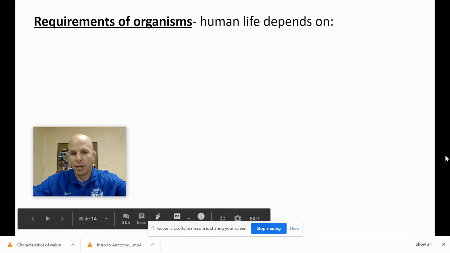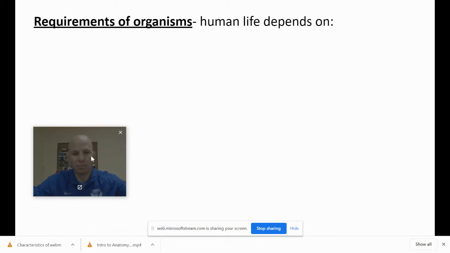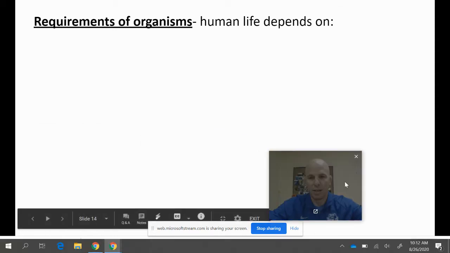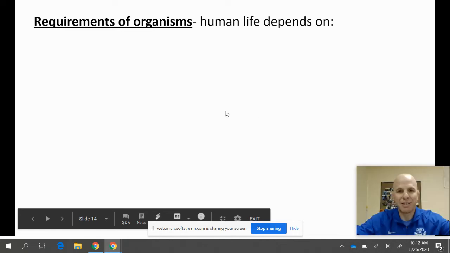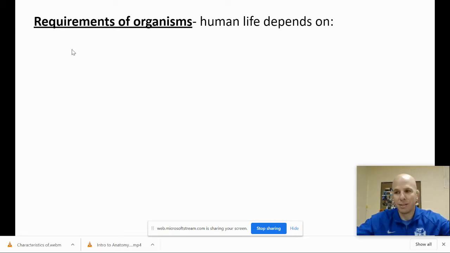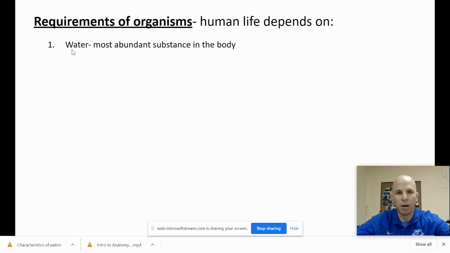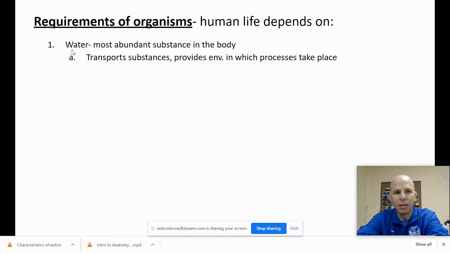Now, this next slide, and again, this is something that I think you guys will have a pretty good understanding of, requirements of an organism. What do we need? What does the human body need to live? Okay, we need water. You know that, most abundant substance in the body. It helps us transport substances, helps us maintain body heat, gives good environments for reactions and processes to take place.